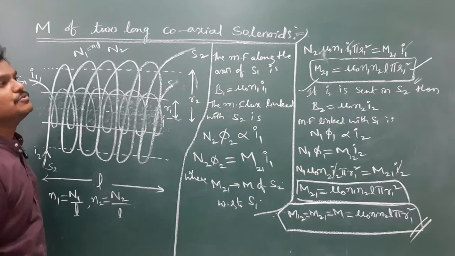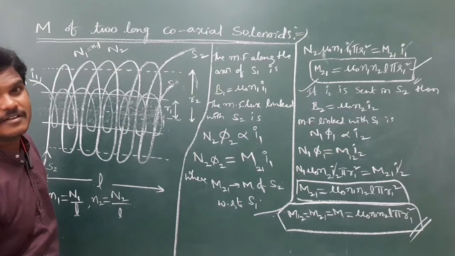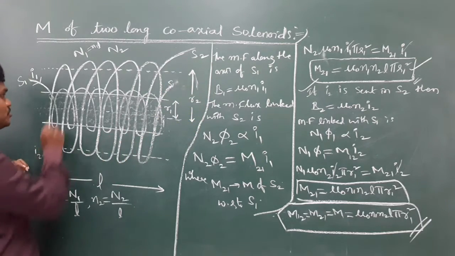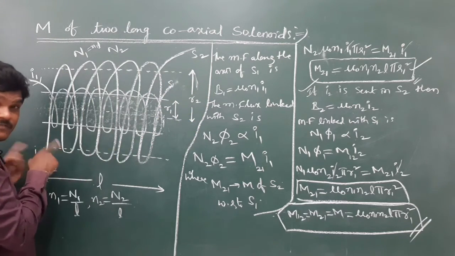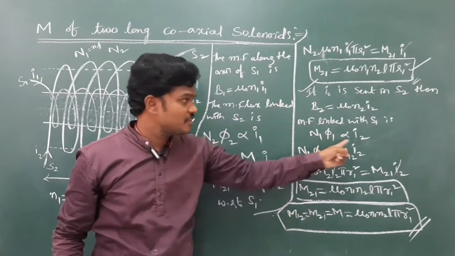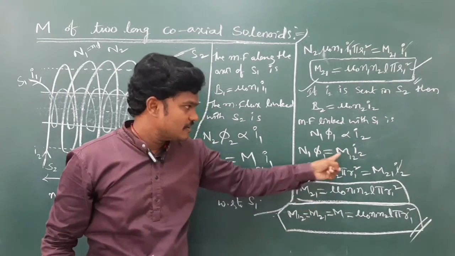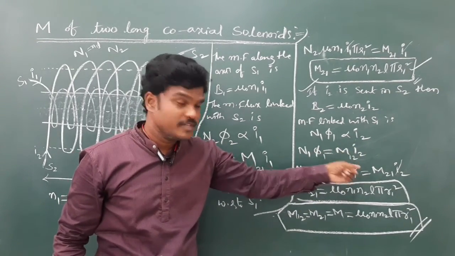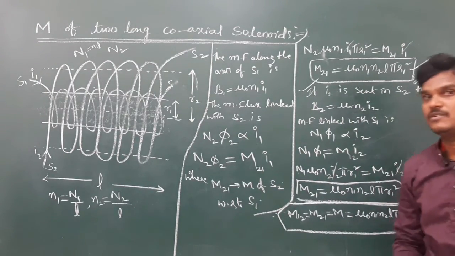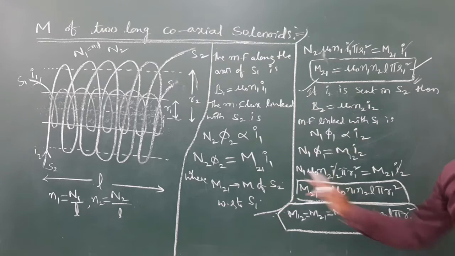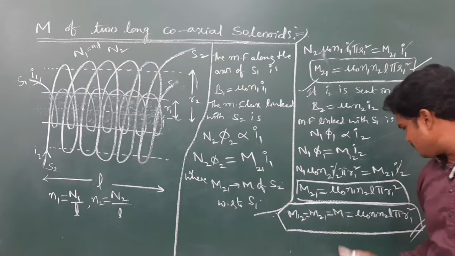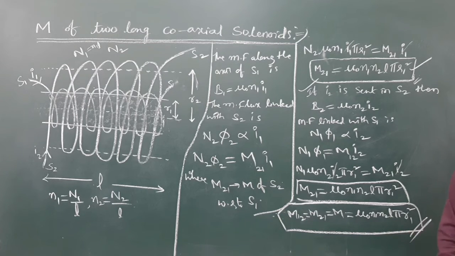Finally, M21 is mu naught n1 into L pi R1 square. And try to do the reverse process. Suppose I send I2 in S2, this current is definitely proportional to the flux in the primary. So the flux in the primary is proportional to I2. Then I introduce one more constant, M12, calling it the mutual inductance of 1 with respect to 2. Finally, M12 and M21 are equal, which is mu naught n1 into L pi R1 square.